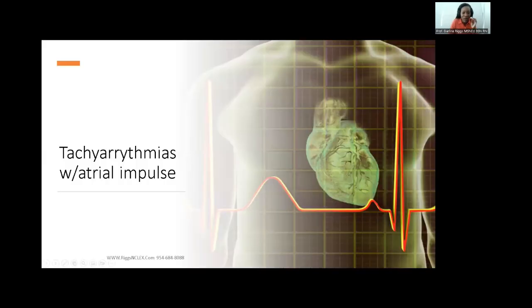That was all brady. Now we need to go to tachy. And we're going to do tachy with atrial problems first. And then we'll do tachy with ventricular problems. It's organized that way for a reason. Again, this is a monster topic. So I found a way to just organize it really well so you don't get overwhelmed, okay? So now we are going to talk about tachyarrhythmias with atrial problems, okay?